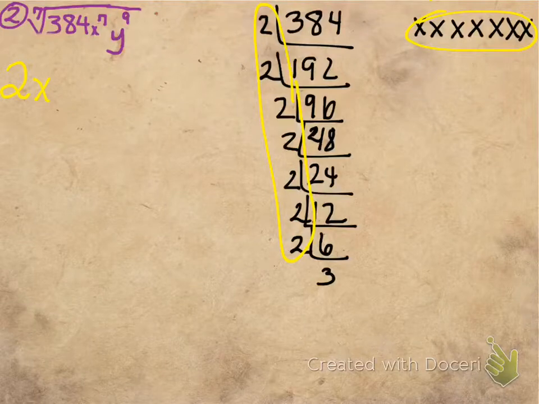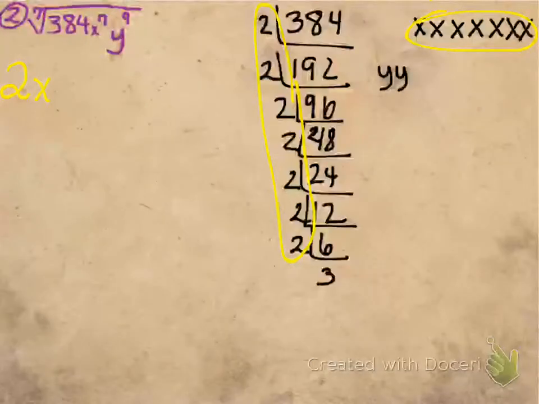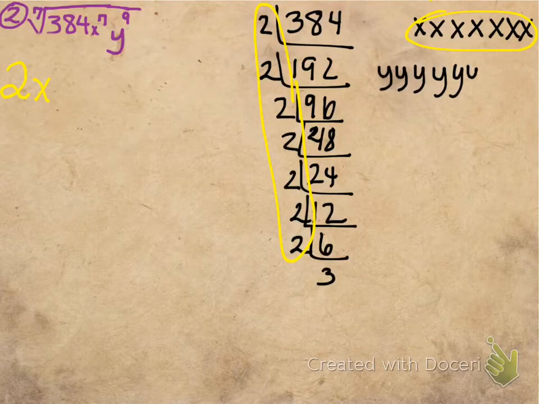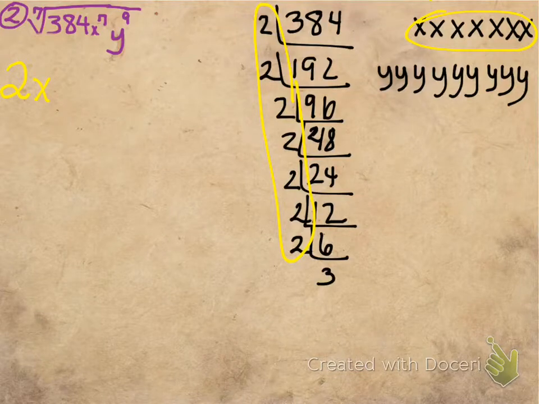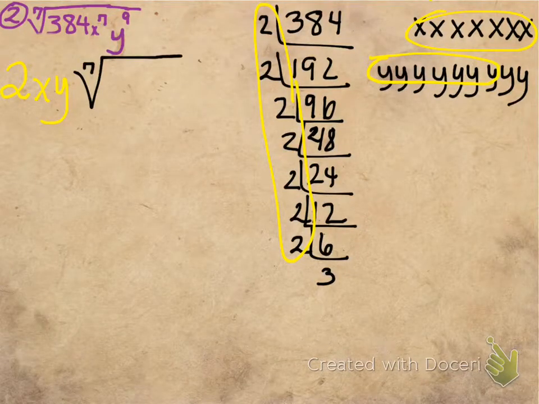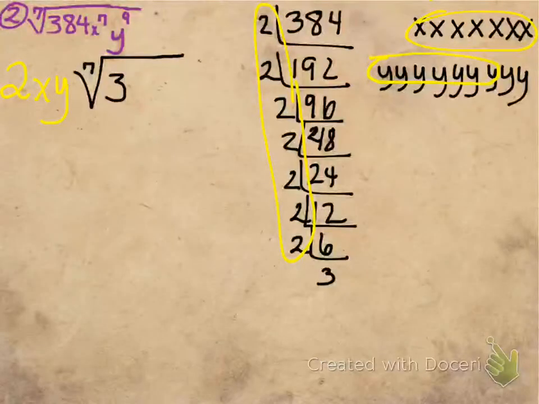Now, on y to the 9th. How many y's can come out? How many sets do I have? 1. So I have one set of y's that can come out. And that's going to leave behind in my radical the 7th root of my 3 that gets left behind from my coefficient, and y squared.